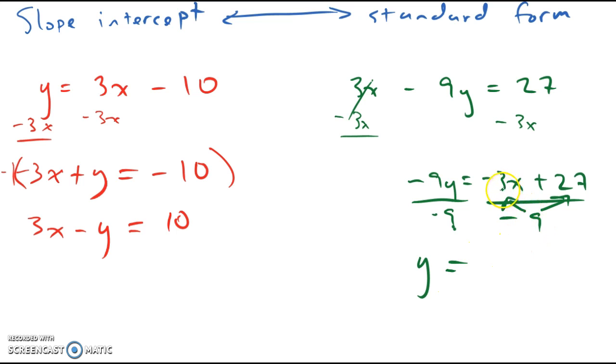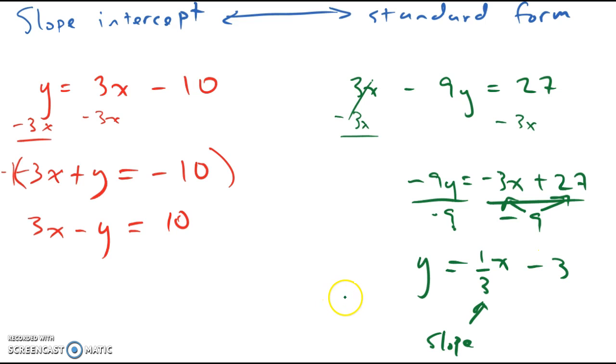We've got negative 3 over negative 9, which becomes positive 3 over positive 9, which becomes 1/3 once we reduce it. So we have 1/3 x. Now we have our slope, which is 1/3. We found that, so it's going to be easy to graph. And then minus 3, because 27 divided by negative 9 is negative 3.